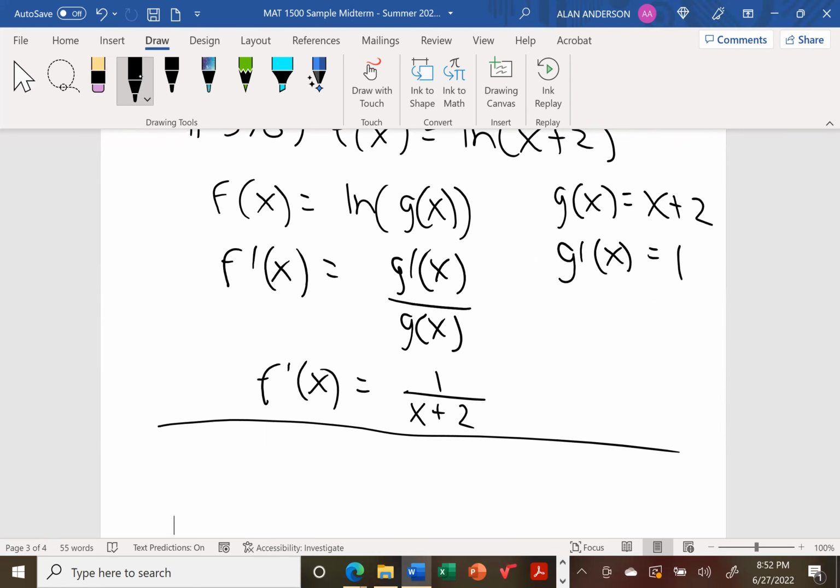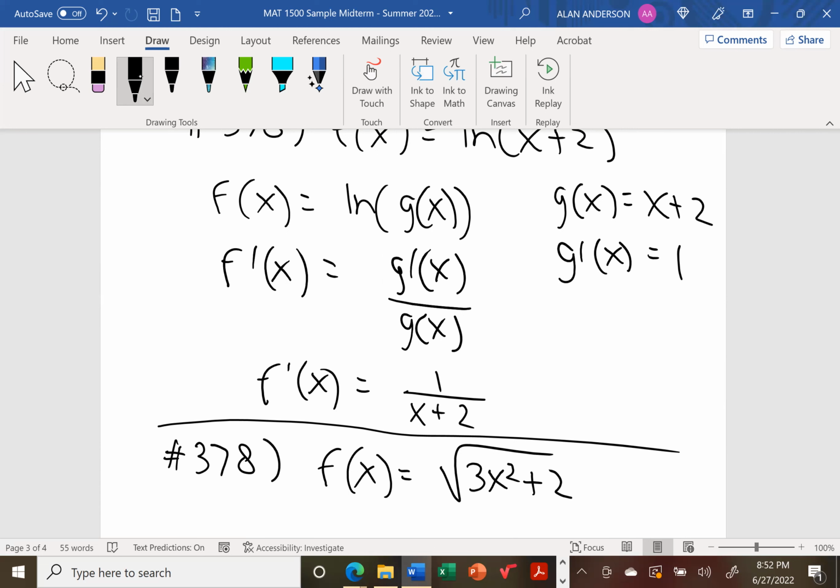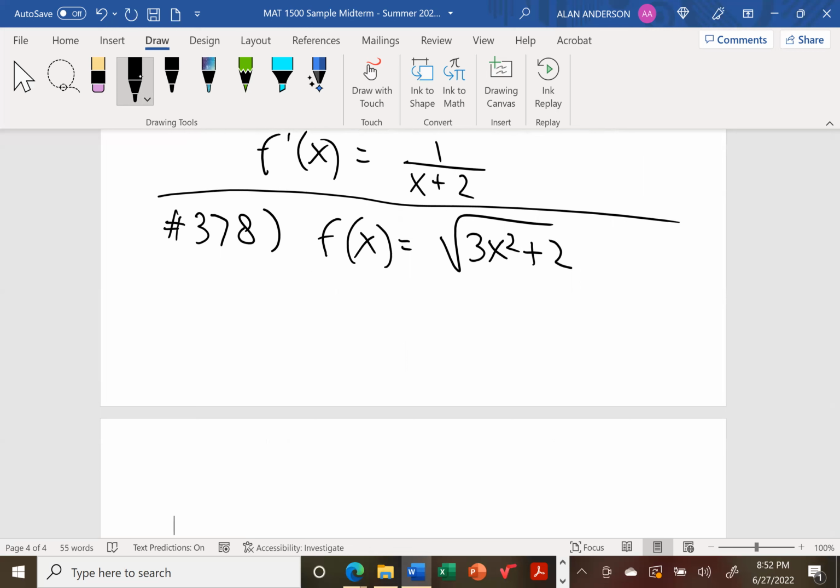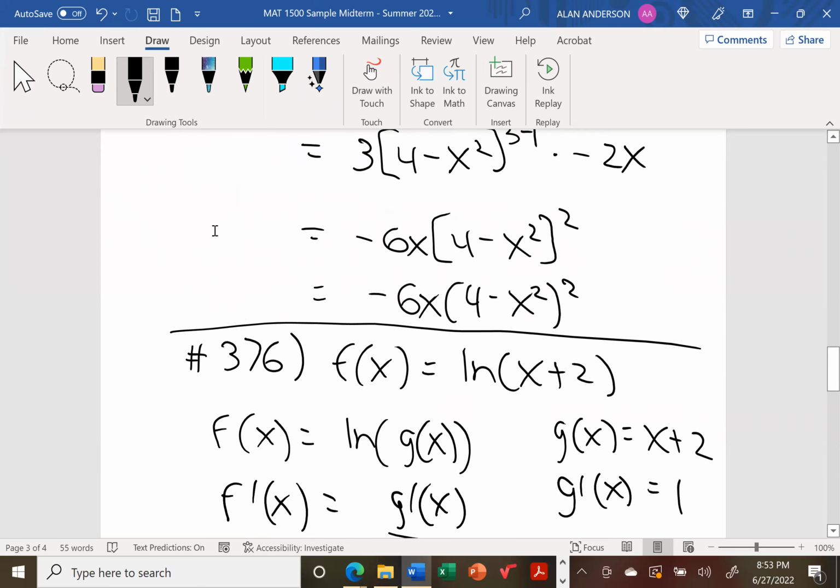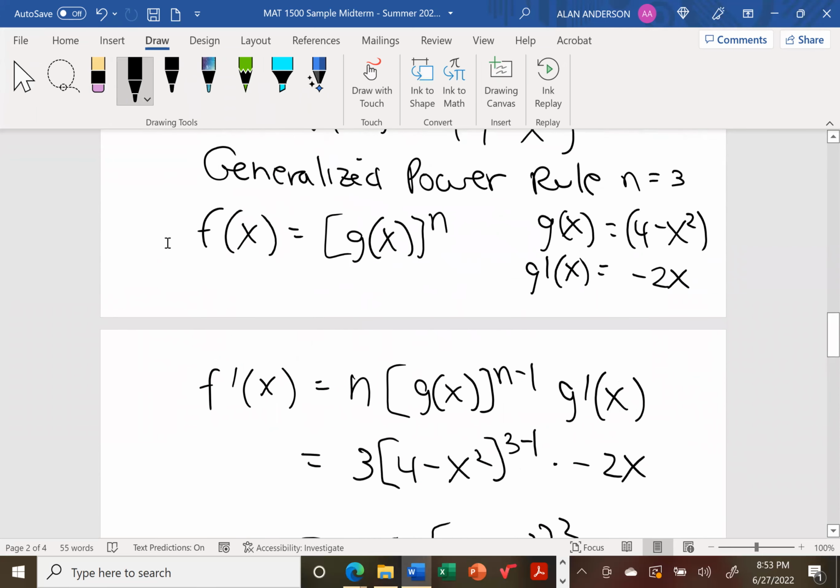Now this next one, number 378, the function is f of x equals radical 3x squared plus 2. And of course, as you know, that can be rewritten in a slightly different way. We can think of this as f of x equals 3x squared plus 2 to the 1/2 power. And once again, we're basically looking at the generalized power rule, which we can see up here. Let me just copy this.